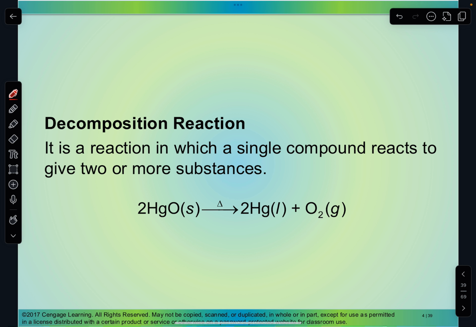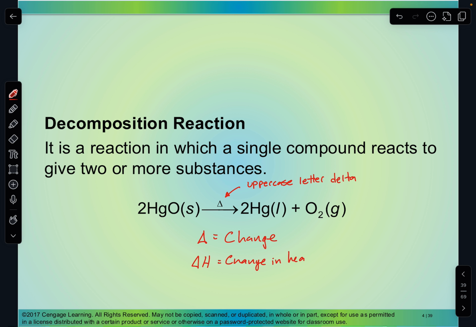A decomposition reaction is basically the opposite. And so I've written this before on the board, but this delta, this is an uppercase letter delta. And what that means is change. You're going to see this quite a bit moving forward. The delta means change, which means specifically, we're talking about delta H, which means change in heat.